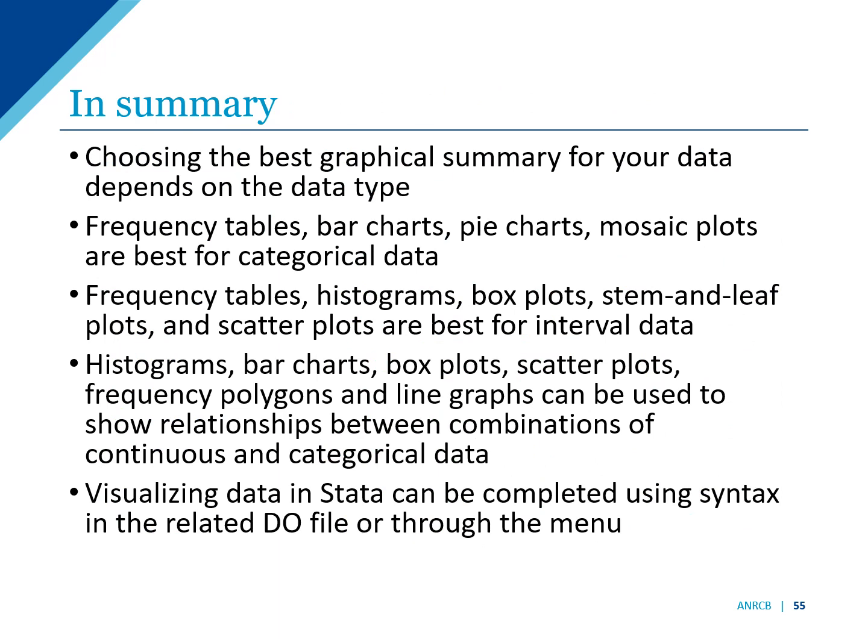In summary, choosing the best graphical summary for your data depends on the data type. Frequency tables, bar charts, pie charts, and mosaic plots are best for categorical data, and frequency tables, histograms, box plots, stem and leaf plots, and scatter plots are best for interval data. There are several types of plots that can be used to show relationships between combinations of continuous and categorical data. And visualizing data in Stata can be completed using syntax and the related do file or through the menu.